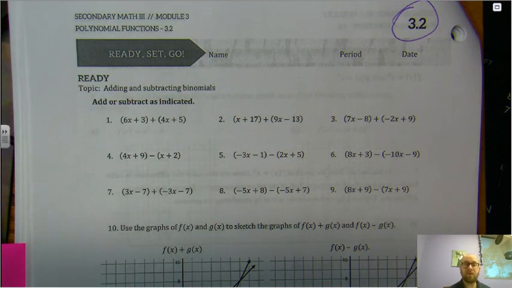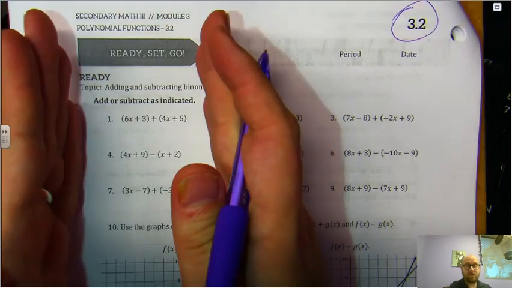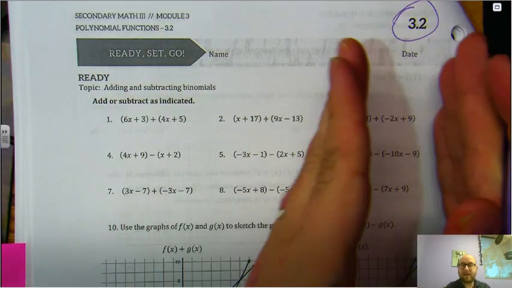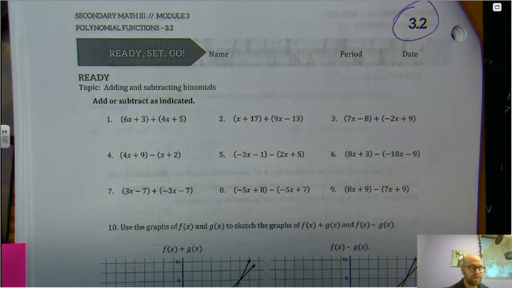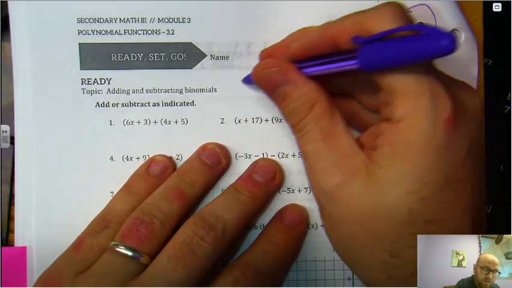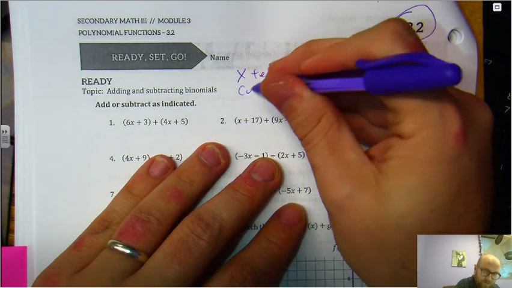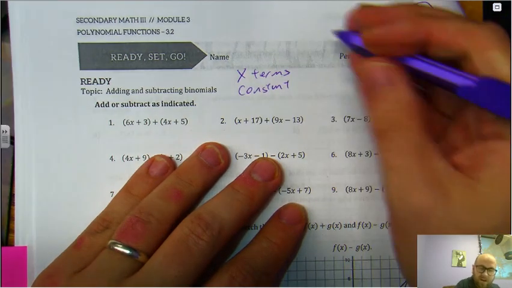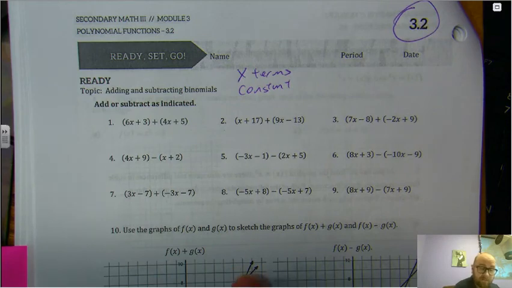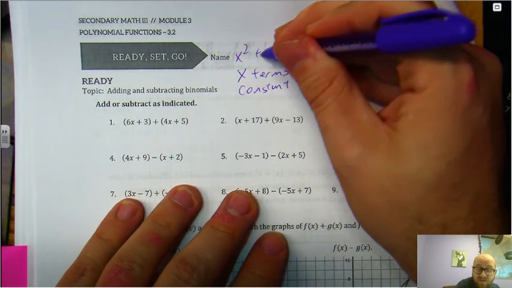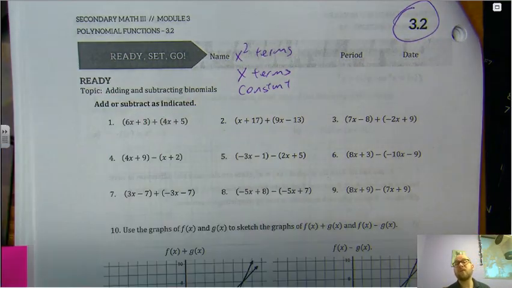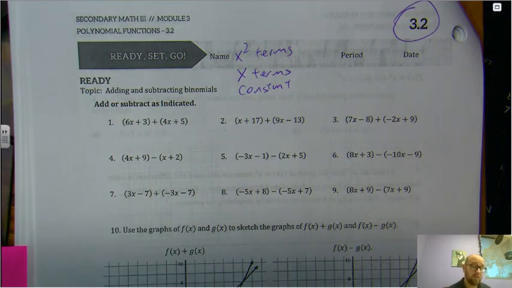So what we're given here are pairs of binomials, and we're going to be adding our like terms accordingly. What we have to keep in mind is that we need to combine our like terms. So x terms can add to x terms, constant terms to constant terms. And I don't see any here, but x squared terms add to x squared terms. They don't mix. They have to go with the ones that are similar to them.